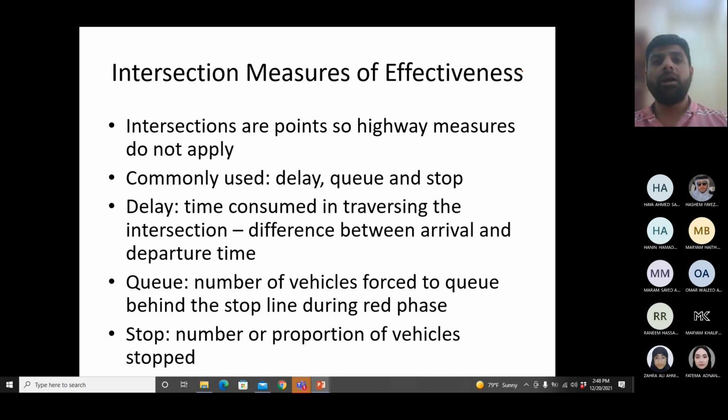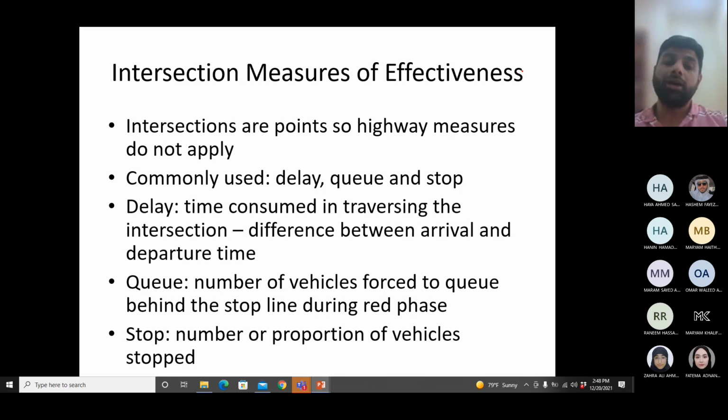Okay. If you had come at a time when there was a queue in front of you, your arrival time will be counted when you join the queue, when you come directly behind the last vehicle of the queue. That will be your arrival time, and your departure time will be the same, when you cross the stop line or reach the other side.